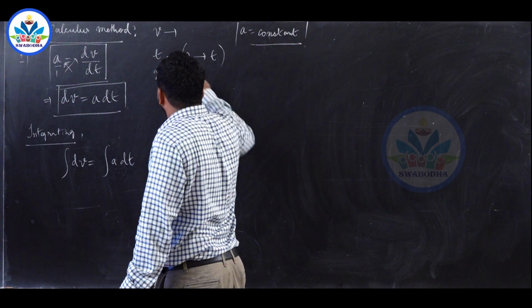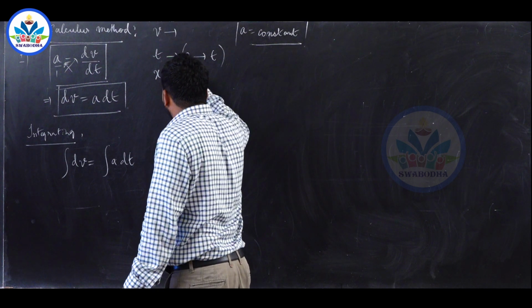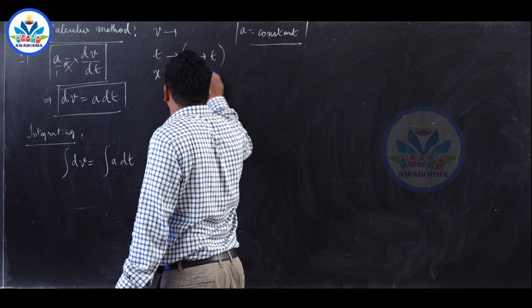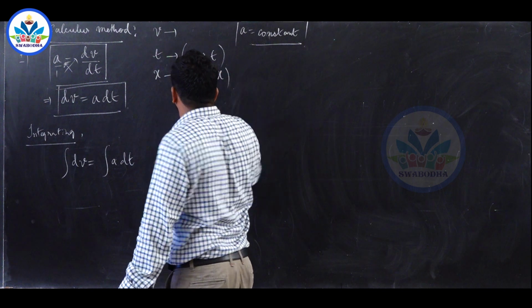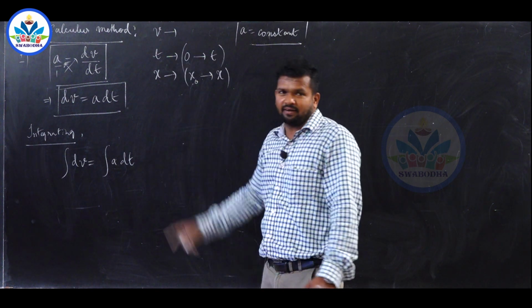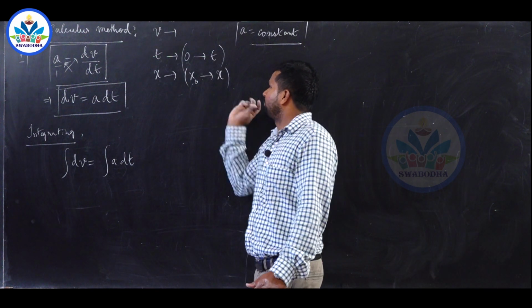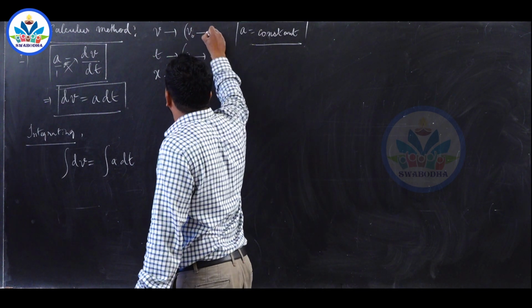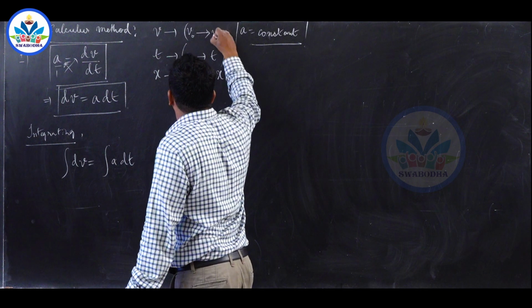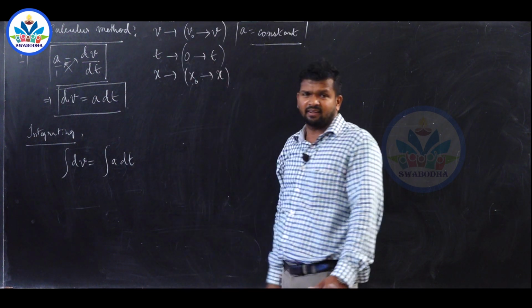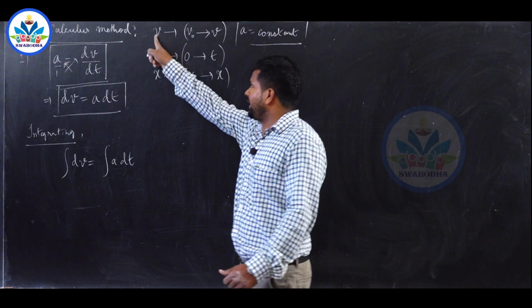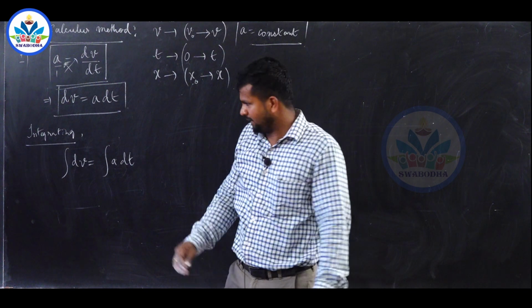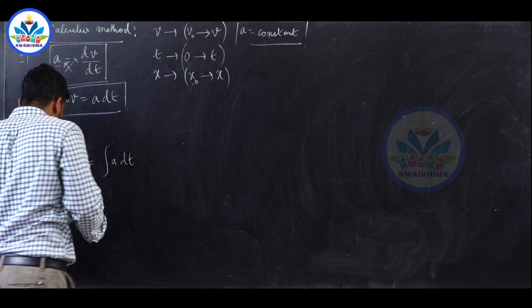When time was 0, x was x naught. When time becomes t, it becomes x. Therefore the variable x varies from x naught to x. Similarly, velocity initially was v naught, and finally it becomes v. These are the limits for v, t and x. Yes, now we shall continue.